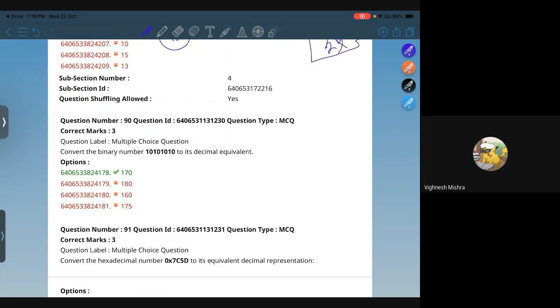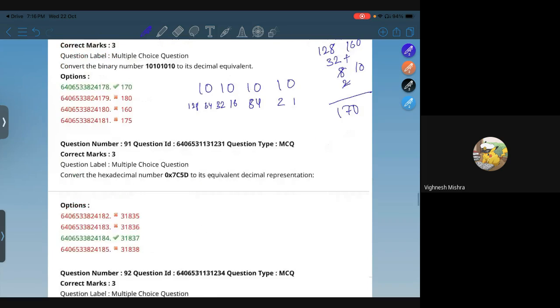Convert the binary number to decimal equivalent. 10101010. This is 1, this is 2, this is 4, this is 8, 16, 32, 64, and 128. So 128 plus 32 plus 8 plus 2, this is 10, and this is 160. So that's 170. So yeah, easy.